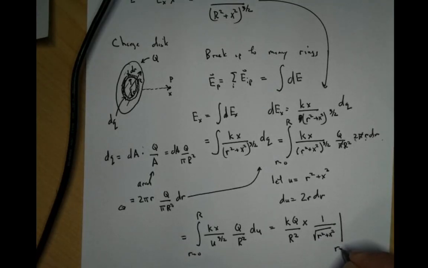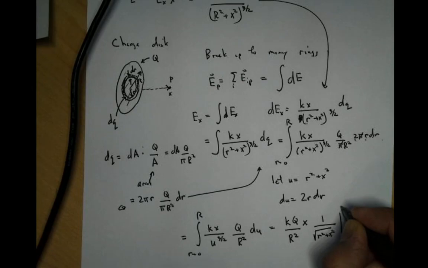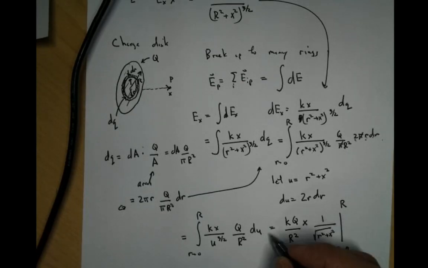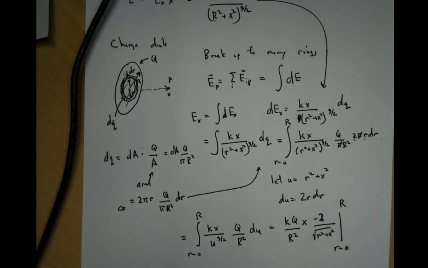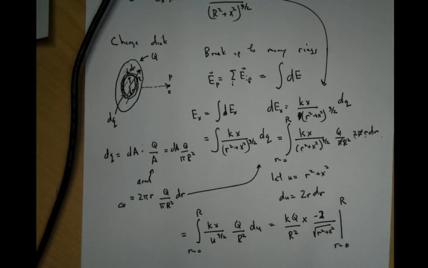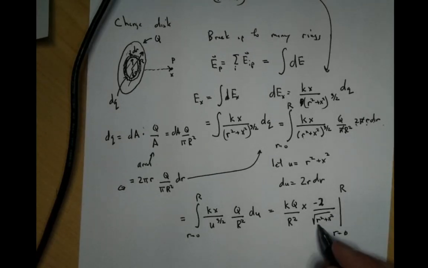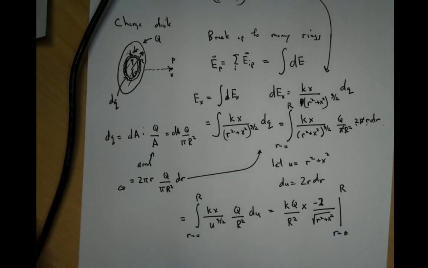Evaluate at R equals 0 and R equals capital R. And of course, I forgot there's a 1/2 out front, so it's -2 up there. Okay, so now we're done. We can go ahead and compute this thing out now.